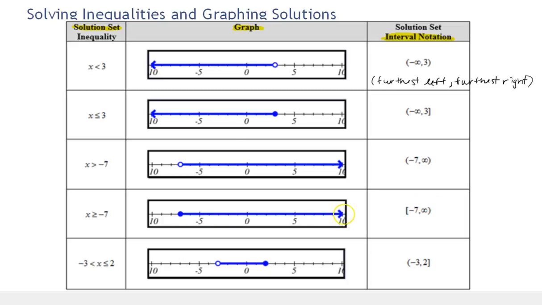And notice here we write just infinity, that means positive infinity. To the right is the positive direction. Whereas here it was the negative direction, so we wrote negative infinity. So that's how we distinguish between which direction. Left direction, negative infinity. Right direction, positive infinity.